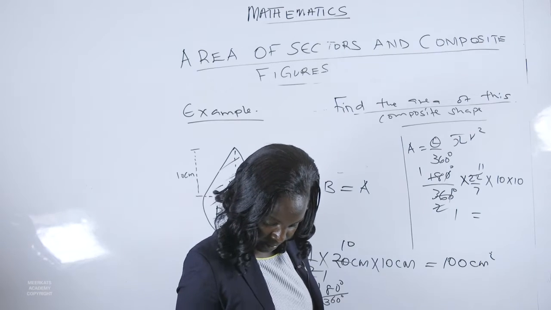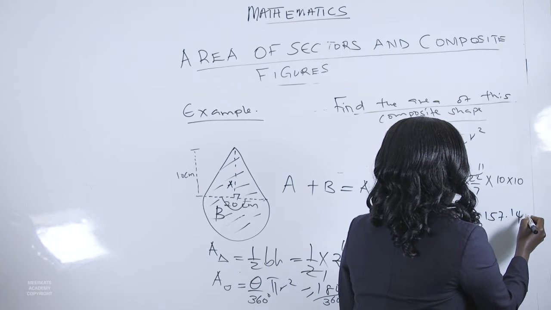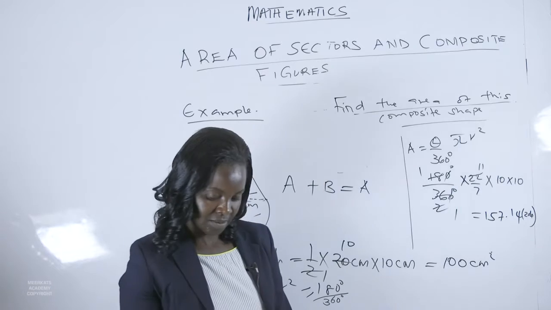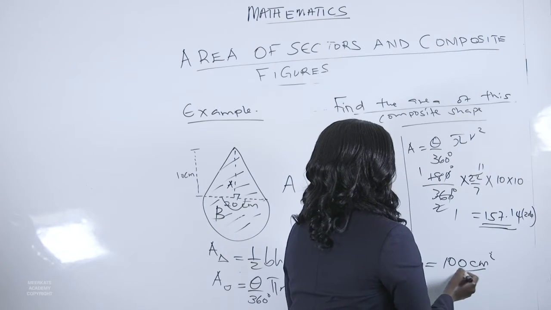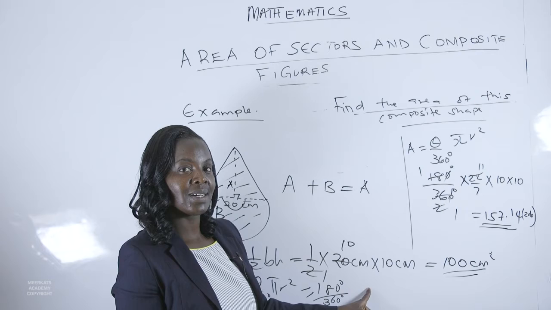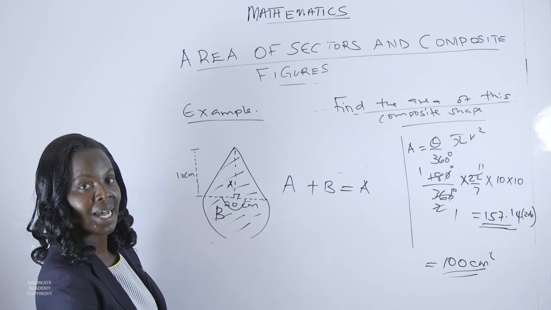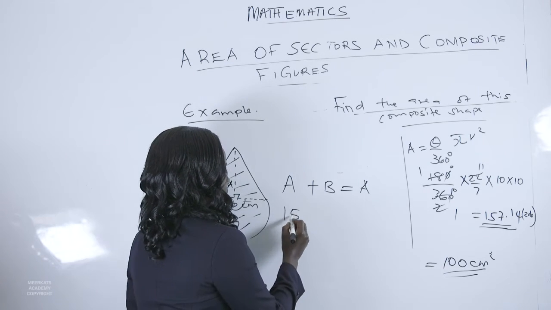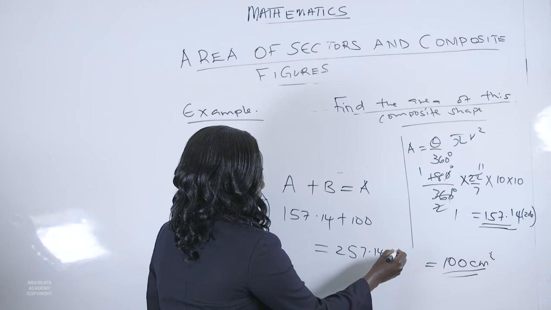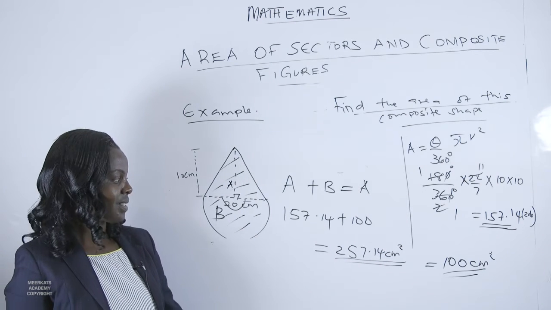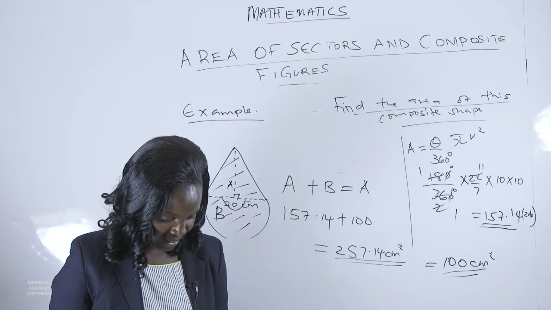If we calculate that correctly, then we have 157.142 square centimeters. This is the area of the semicircle. This is the area of the triangle. We said to calculate the area of the composite figure, we add. And that will give us 257.14 square centimeters. And that is the area of that composite figure.